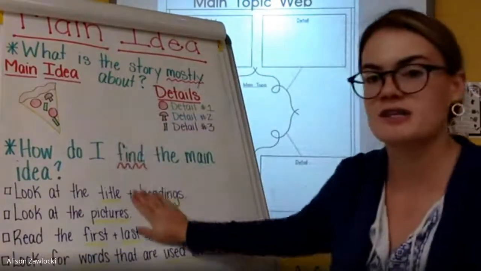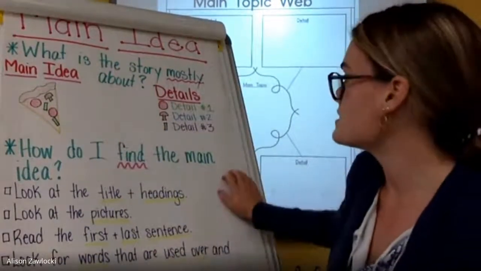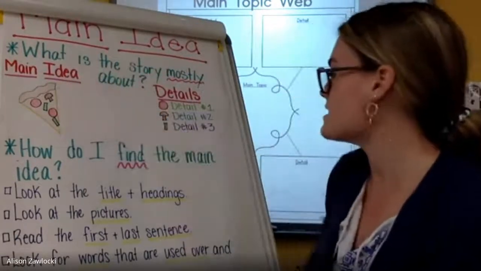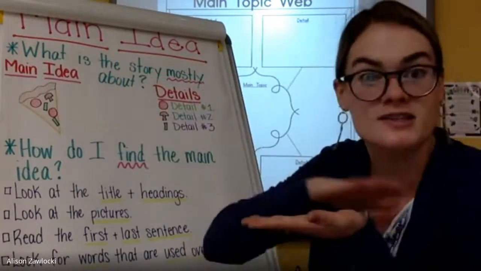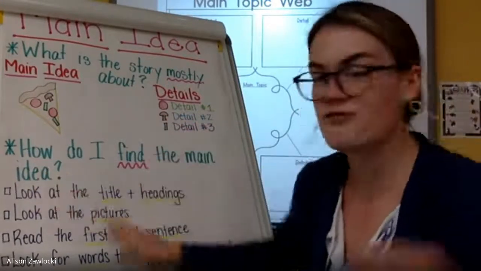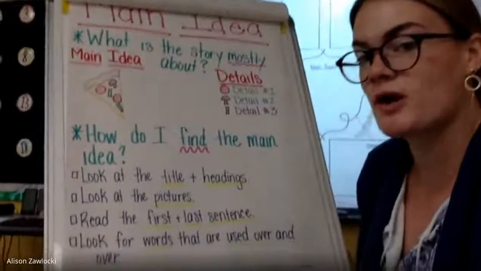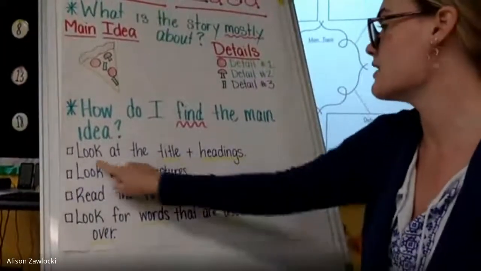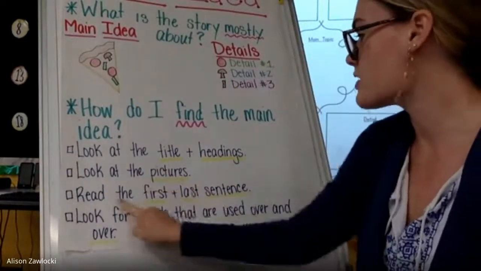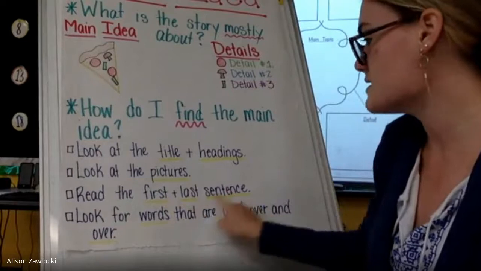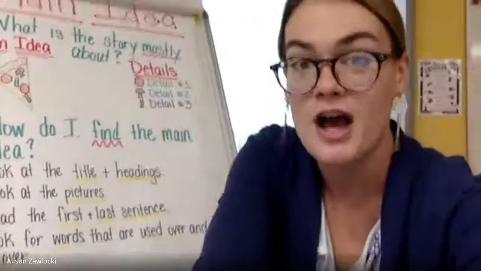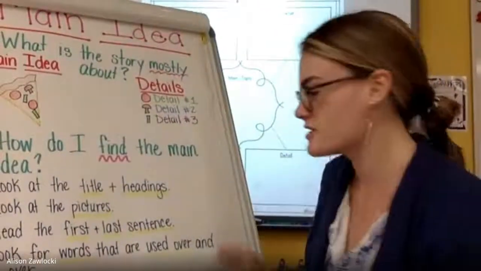We also went over this anchor chart with Mrs. Cooper, and it says, what is the story mostly about? The main idea, and that's like the crust, the base of it. And then the details are like the toppings. How do you find the main idea? What are some ways you can find the main idea? You can look at the title and headings. You can look at the pictures. You can read the first and last sentence, and you can look for words that are used over and over and over. So we're going to practice this together today.